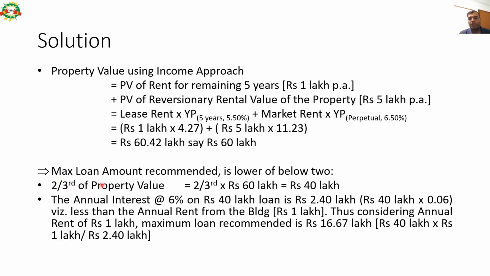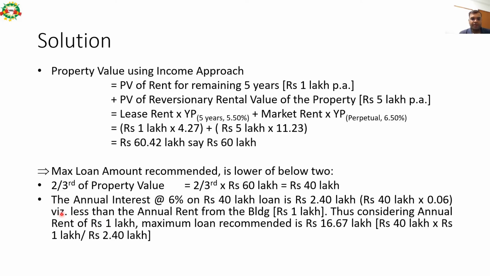Now the maximum loan recommended should be the lower of the two, as discussed in the last slide. 2/3 of the property value, which is 2/3 of 60 lakh rupees, is 40 lakh rupees. So this is the maximum loan which can be granted against the property considering LTV, or basis mortgage of the property.